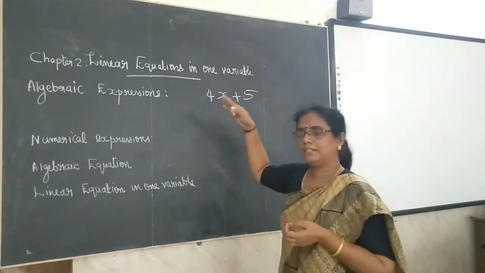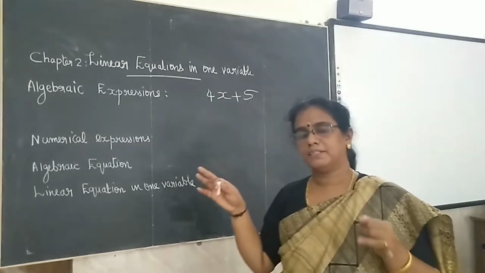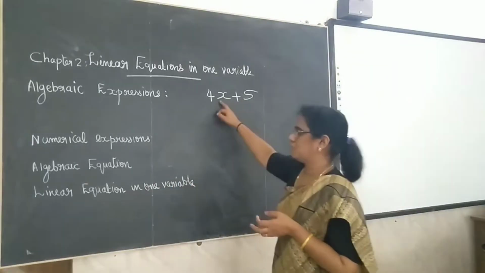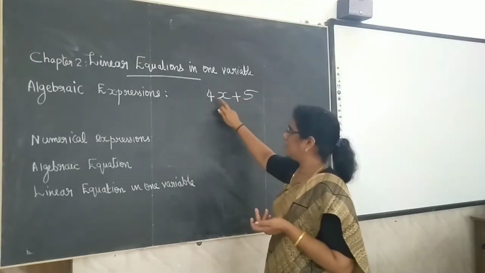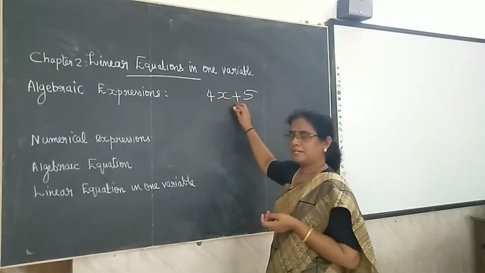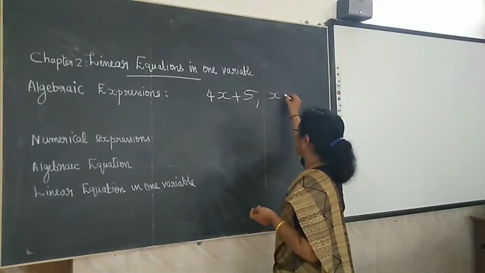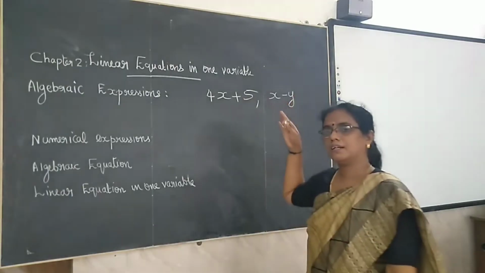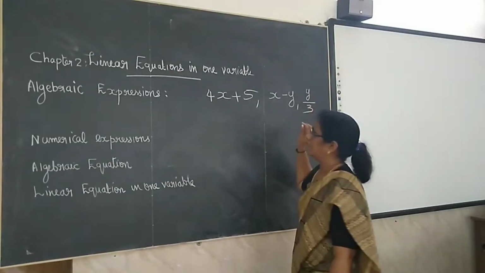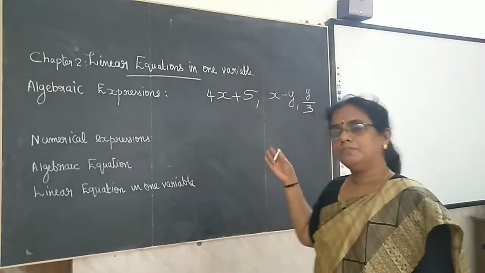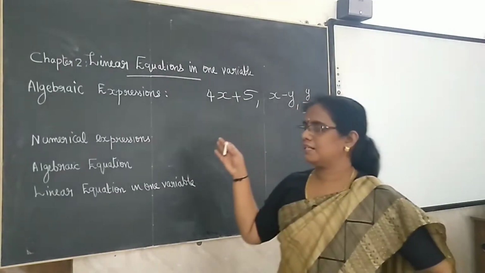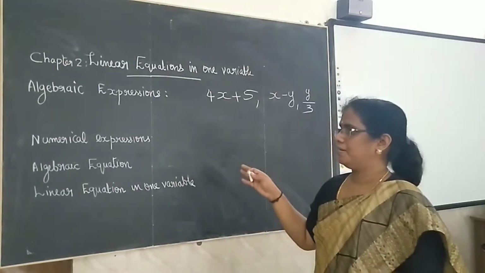One is the multiplication sign, that is the mathematical operations: plus, minus, into, division. These are the four mathematical operations. Here two are used. It can be one also. Therefore here constants and variables are connected by multiplication sign and plus sign. Another example, x minus y. Here two variables are connected by minus sign, or y by 3. Here y and 3 are connected with the division symbol. This we can read as y divided by 3. So different operations are used to connect constants and variables.